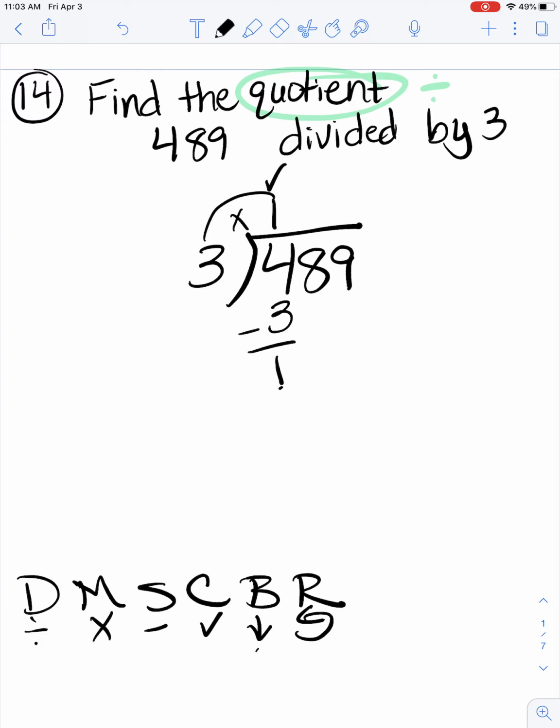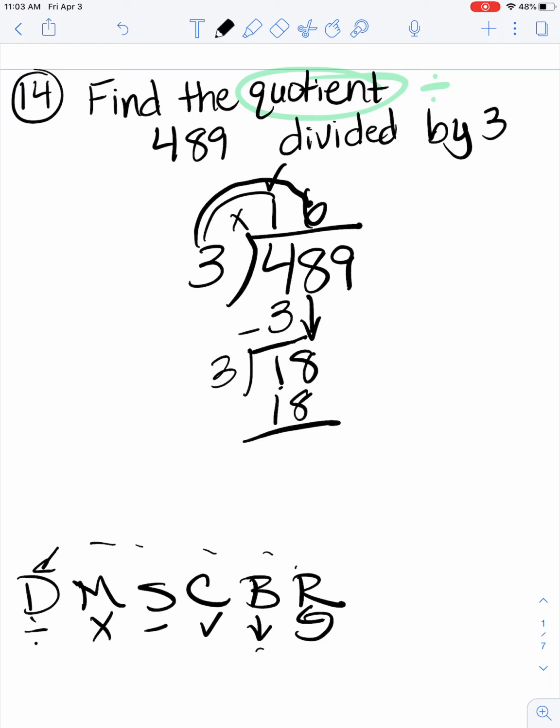Okay, so after we check, the next one is bring down. If I bring it down, we must repeat, which means we have to go all the way back to division. So 18 divided by 3. Count by 3s: 3, 6, 9, 12, 15, 18. It went in 6 times. I just divided, now I multiply.